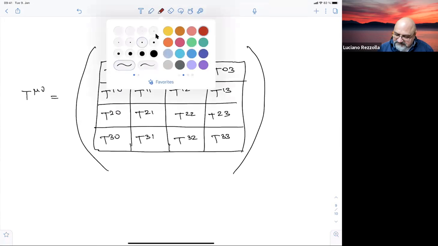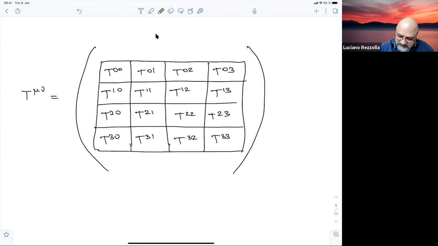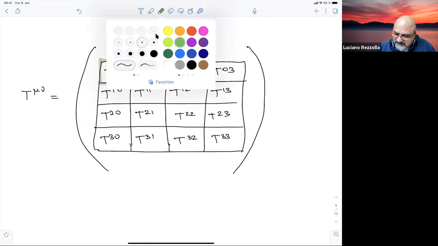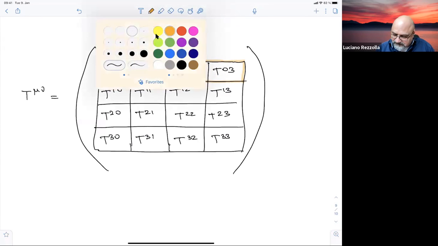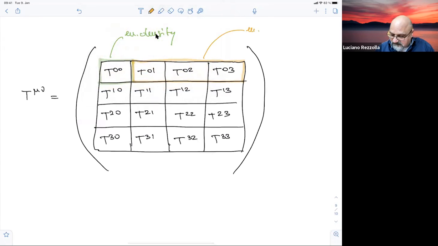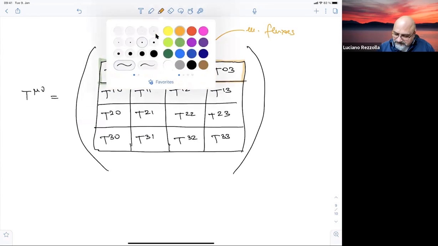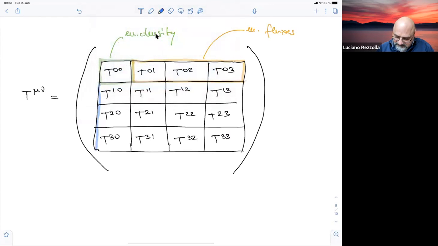Let's collect the different pieces, okay? It is easy to do this with colors. So this here is the energy density, the T00 component. These guys over here, let me do it orange, would be the energy fluxes. These guys here would be the momentum densities.